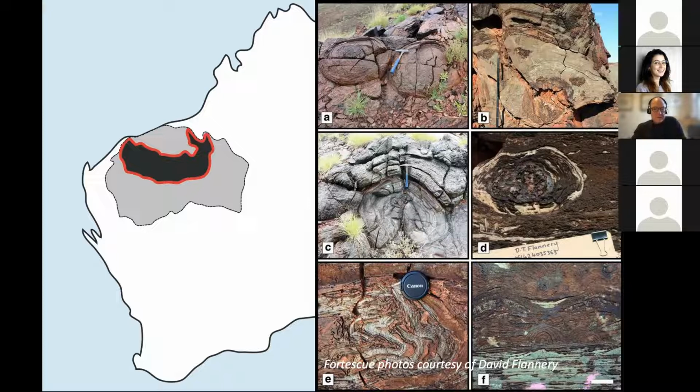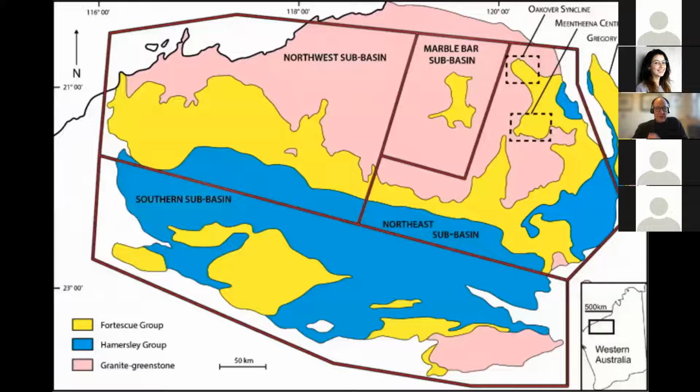So here we see Western Australia, the Pilbara here, and the Tumbiana Formation, Fortescue Formation. Here are some images of David Flannery, who's done quite a bit of work there. Some of them look like really beautiful stromatolites from the top and from the side. And so we're going to look a little bit at that.